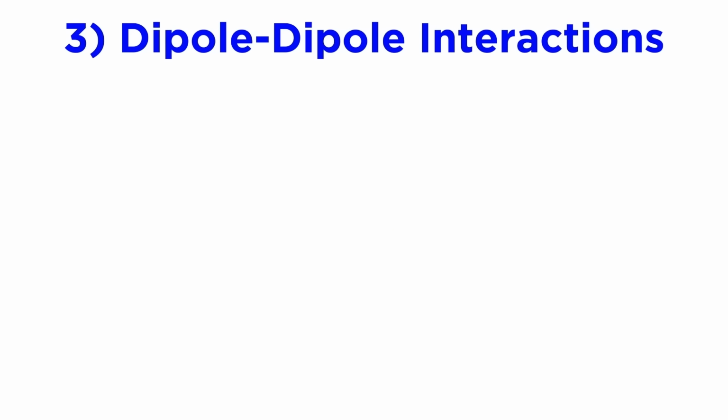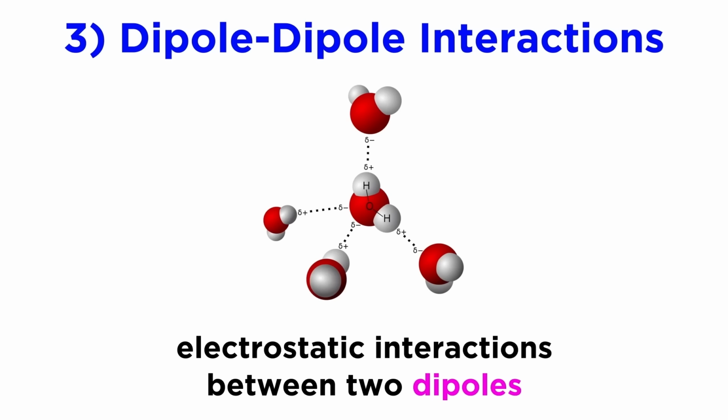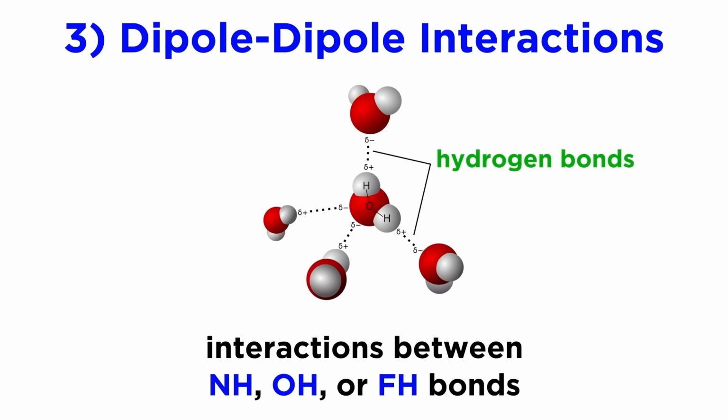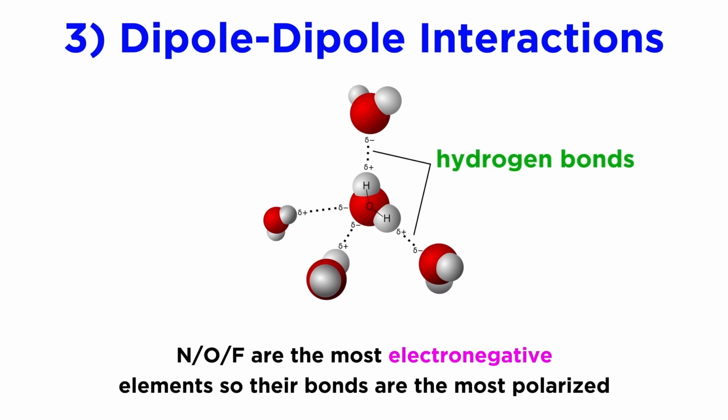Next, we have dipole-dipole interactions. As you can guess, this is when dipoles interact with each other, as with pure water. When in liquid form, water molecules will move in such a way so as to always be making electrostatic interactions between the negative end of one dipole and the positive end of another dipole. In this case, these dipole-dipole interactions qualify for a special title, hydrogen bonds. This is when dipoles generated by NH, OH, or FH bonds interact with each other. These are just especially strong dipole-dipole interactions.